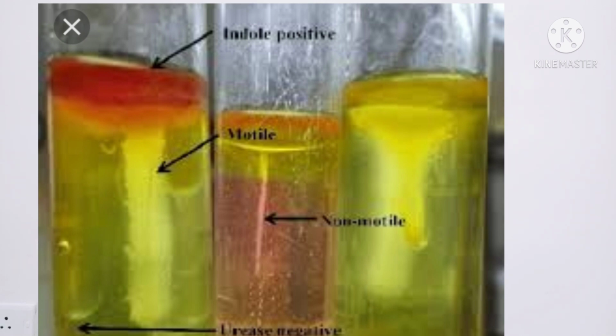In this picture you can see the first test tube. Here the organism is indole positive. It is motile but it is urease negative. It is a semi-solid media and in the second test tube you can see the organism is non-motile. It has hydrolyzed urea but it is indole negative, and in the third test tube you can see it has not produced indole, it has not hydrolyzed urea, at the same time the organism is motile.